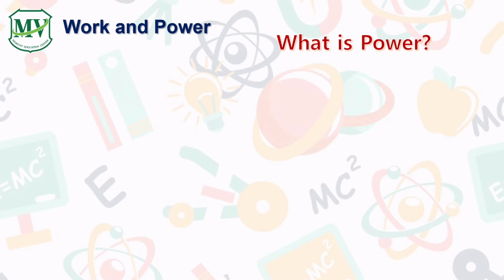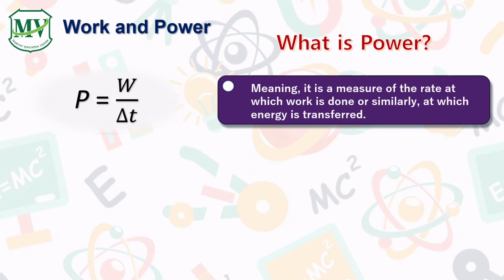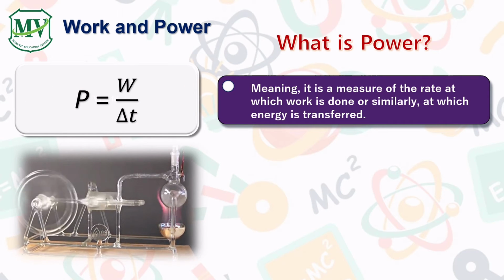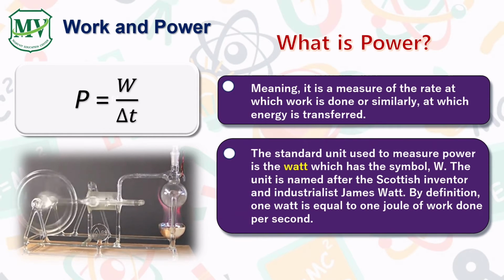So, what is power? Power is a measure of the rate at which work is done, or similarly, at which energy is transferred. The standard unit to measure power is the watt, which has the symbol W. The unit is named after the Scottish inventor, James Watt. By definition, 1 watt is equal to 1 joule of work done per second.